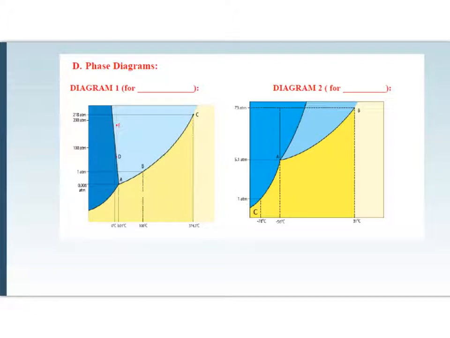Now here are the phase diagrams. Now you see two different phase diagrams. The first one is for water and the second one for carbon dioxide. Now what is the difference between the two phase diagrams? Now this part is solid.